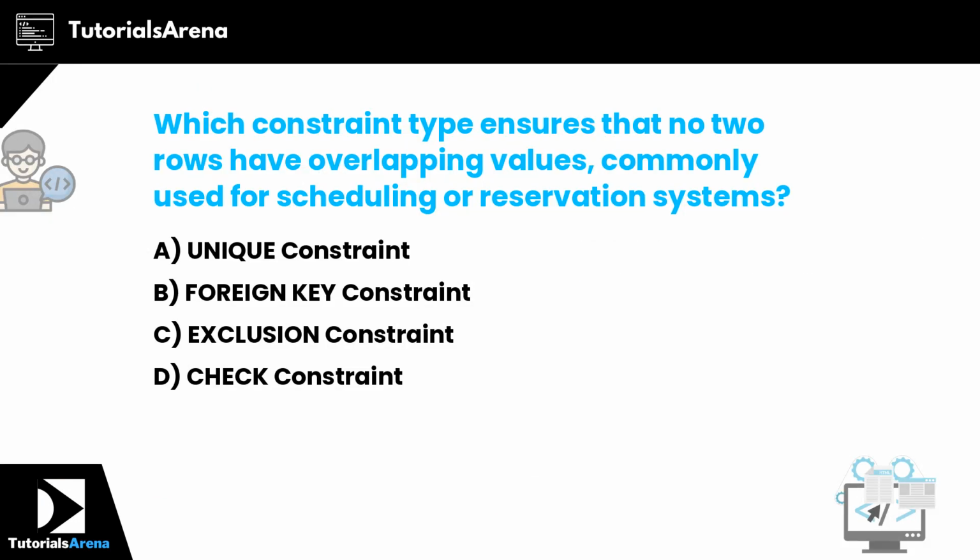Which constraint type ensures that no two rows have overlapping values, commonly used for scheduling or reservation systems? The correct answer is option C, exclusion constraint.